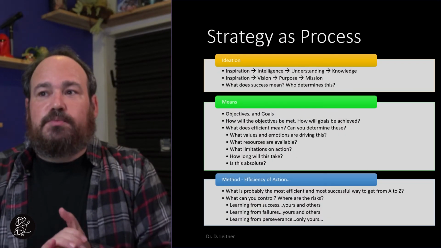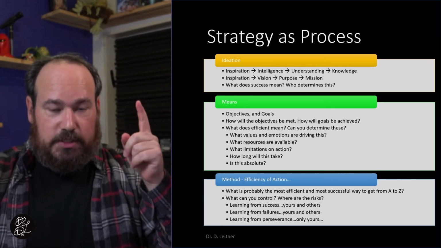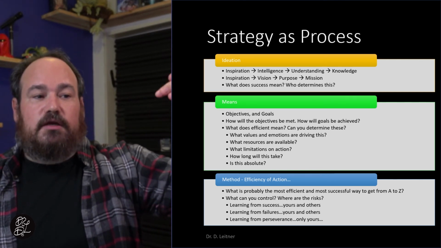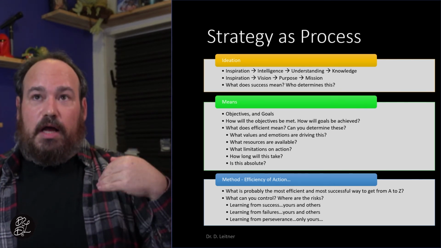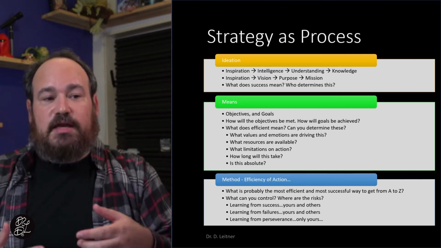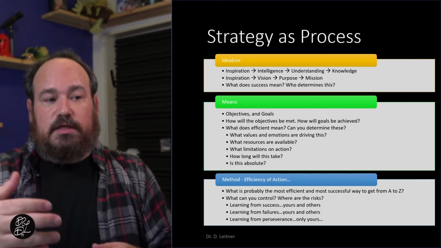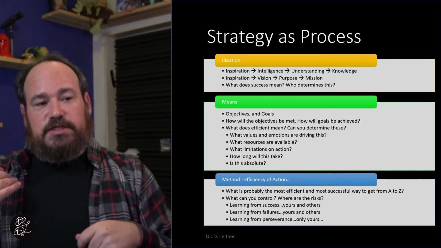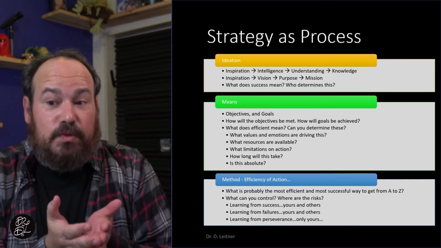So strategy as a process has different stages to it. The first, the inspiration stage, looks like inspiration and then intelligence gathering, understanding, and creating some kind of knowledge bank. Those are the different focuses. At the strategic level, you're looking at inspiration and how it forces you to gather intelligence and create a sense of understanding and then knowledge. But you could also look at it a different way: the first stage is about seeking inspiration. The second one is about creating vision, which is what you're doing now strategically.